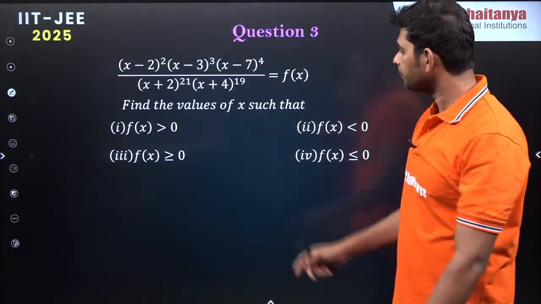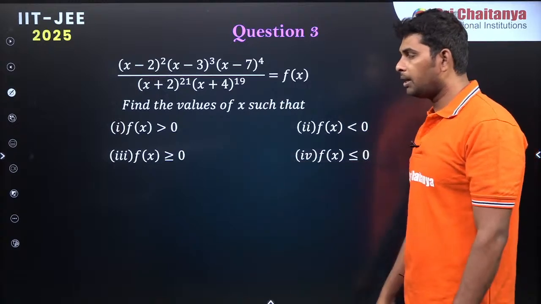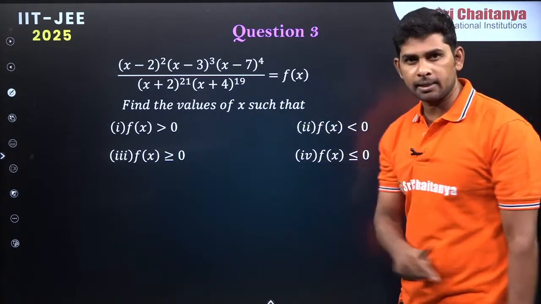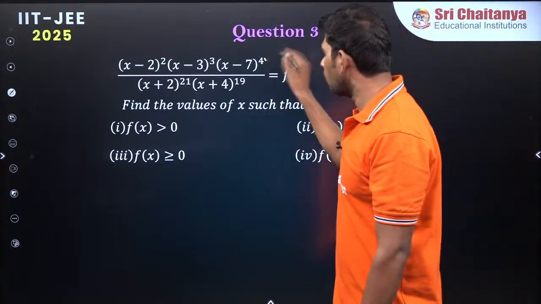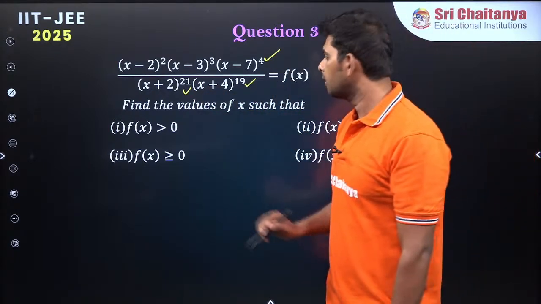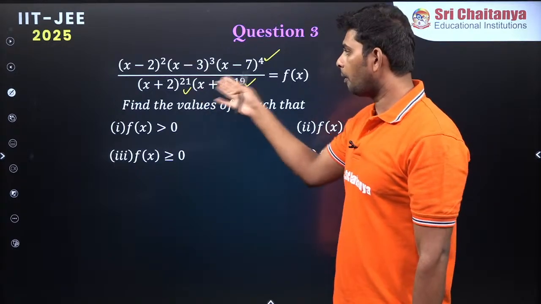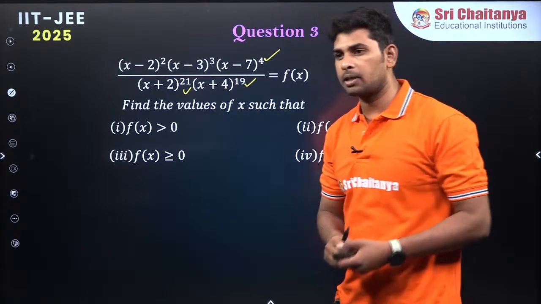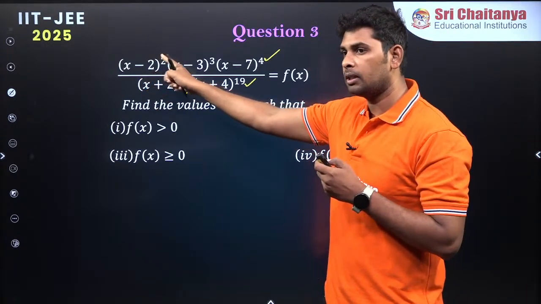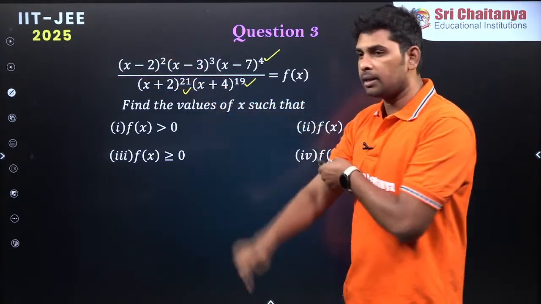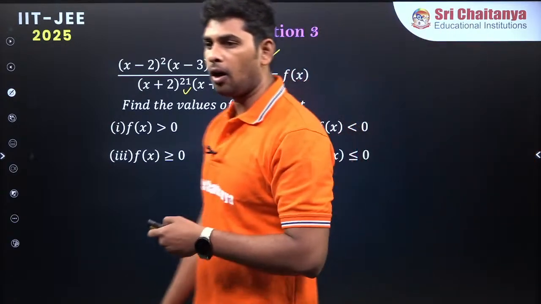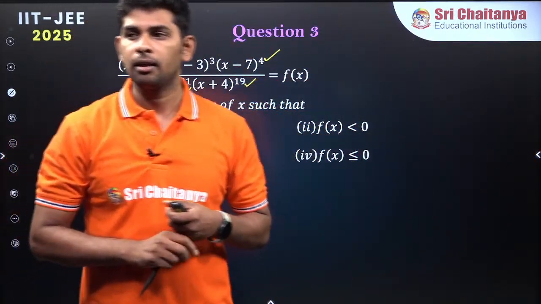Spam the chat box. You can see that (x minus 2) whole square, (x minus 3) whole cube and (x minus 7) whole power 4. Power 4 is there, power 21 is there, power 19 is there. Yes, you can see that there are a lot of powers here and there are expressions in the base, right? x minus 2 is our base here for 2. And then here x minus 3, x minus 7 and x plus 2, x plus 4. Right, so how are we going to solve this?